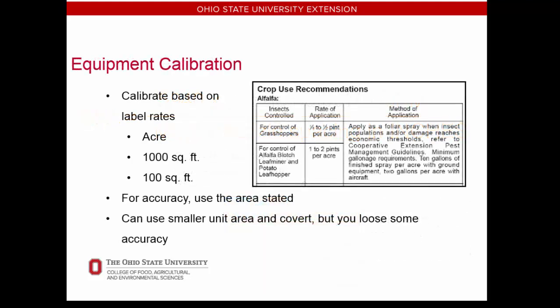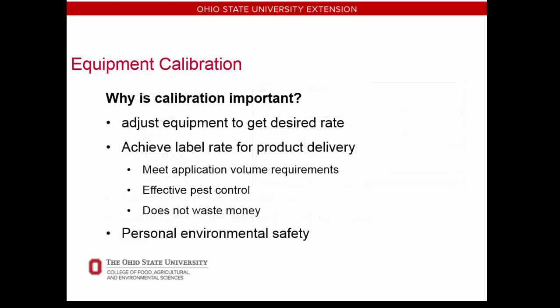Calibrate your sprayer using the area basis unit found on the label. Some labels have product rates per acre, others 100 or 1,000 square feet. For best accuracy, measure out the full area noted on the label. If you use a smaller area and then convert the numbers, you lose some accuracy.